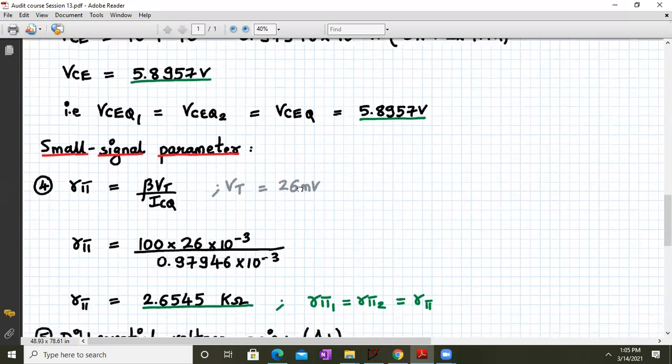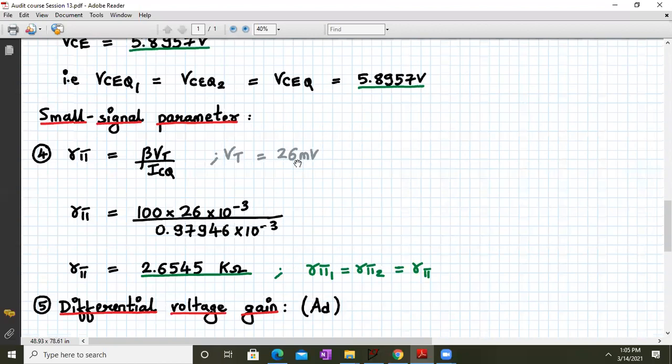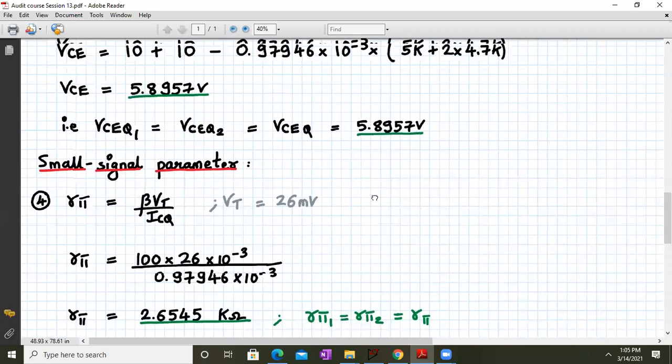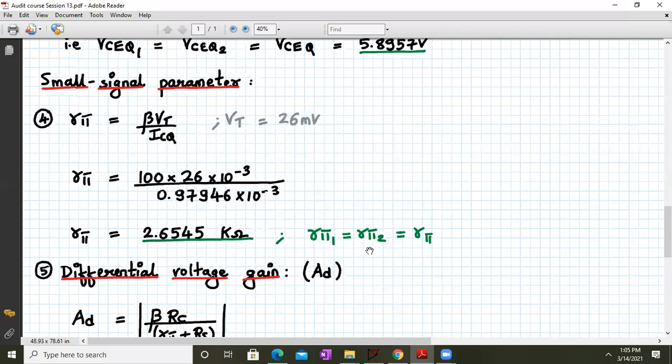Now, for the small signal parameters, the r_pi value is given as beta VT upon ICQ. So r_pi will be: beta is 100, VT is 26 millivolt, and ICQ is 0.79946 milliamperes. If you work it out in a calculator, the value of r_pi will be 2.6545 kilo ohms. Again, since both halves of the circuit are the same, r_pi1 will be equal to r_pi2, which will be equal to r_pi.